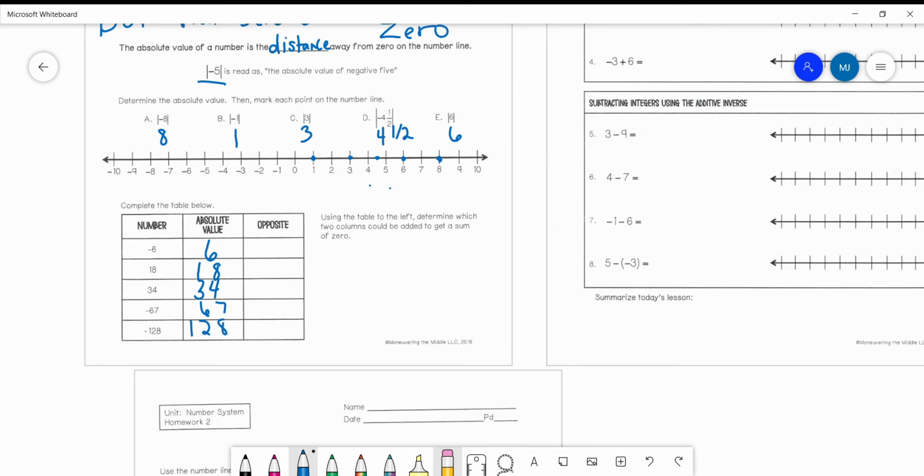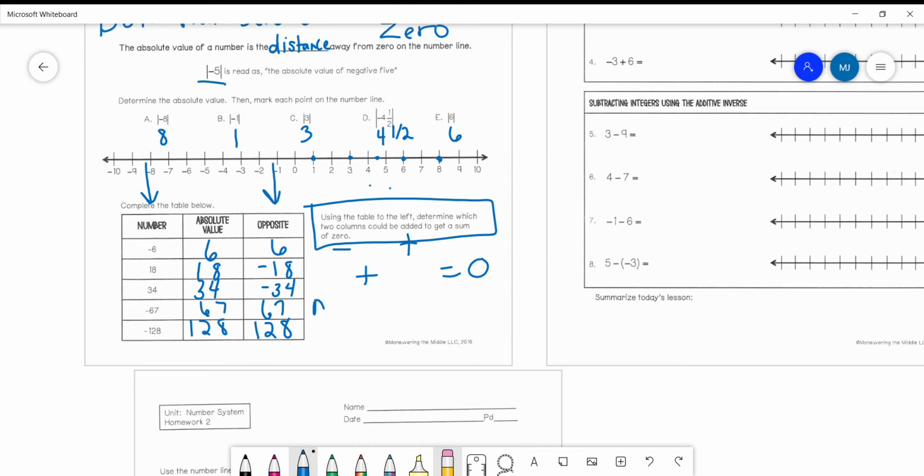units from 0. And then the opposite, so the opposite of -6 is +6. The opposite of +18 is -18. The opposite of 34 is -34. The opposite of -67 is +67. And the opposite of -128 would be +128. Now looking at this question here, using that table to the left that we just completed, which 2 columns would we add together to get a sum of 0? So if we add them, we get 0. And that would be our number and its opposite.